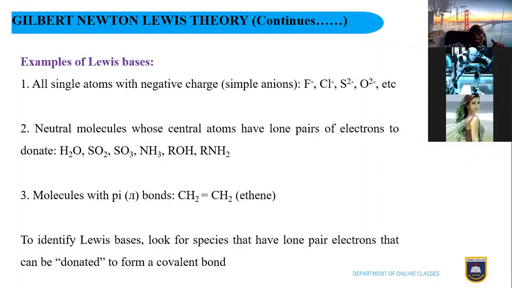So molecules that have multiple bonds, either double bond or triple bond, also act as Lewis bases because they have electrons to donate. To identify Lewis bases, look for species that have lone pair electrons that can be donated to form a covalent bond. I explained that already.